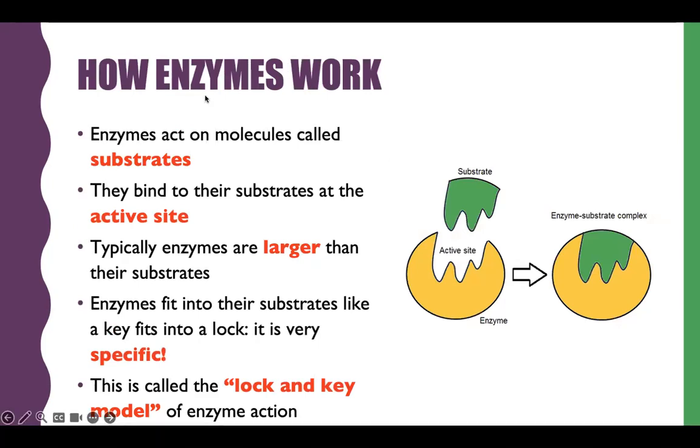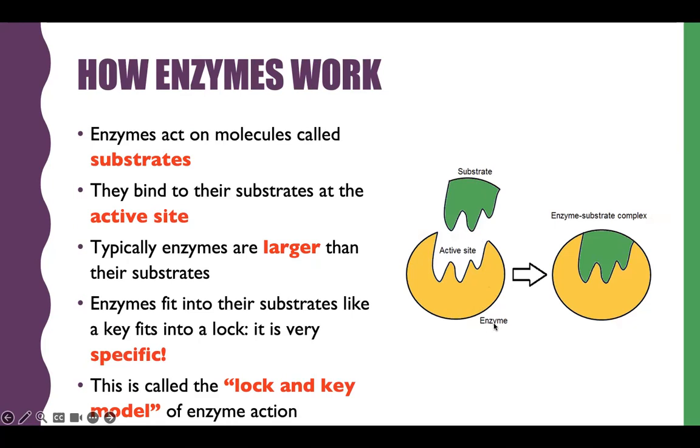So how do enzymes work? Enzymes act on molecules called substrates. In this picture, this yellow thing is an enzyme, and then we have this green thing over here, which is called a substrate. A substrate and an enzyme need each other in order for a chemical reaction to start. The substrate binds to the enzyme at the active site.